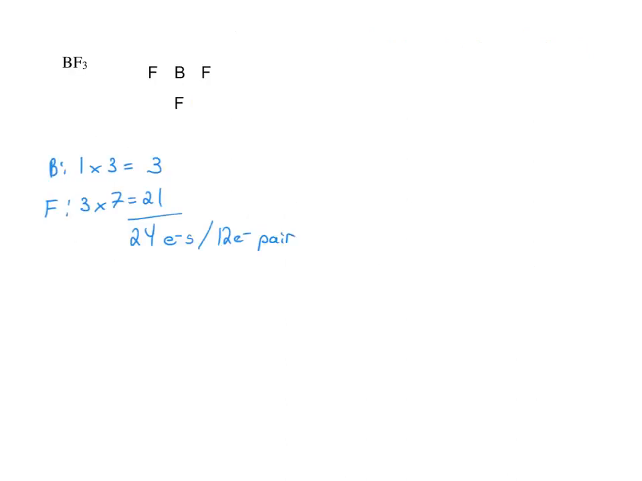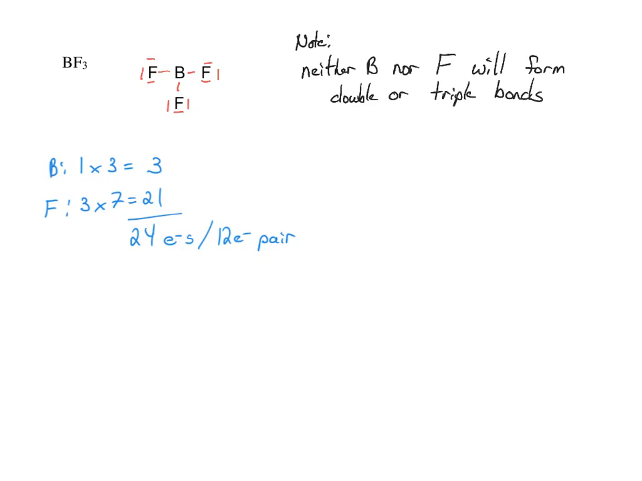Boron trifluoride. 1 boron, it's in group 3, 3 valence electrons from boron. 3 fluorines, each in group 7, so they each contribute 7. We have a total of 24 valence electrons, or 12 electron pairs. When we connect these up, we see we've used 3 of our 12 electron pairs. The remaining pairs will be used to complete the octet of the outside fluorine atoms.